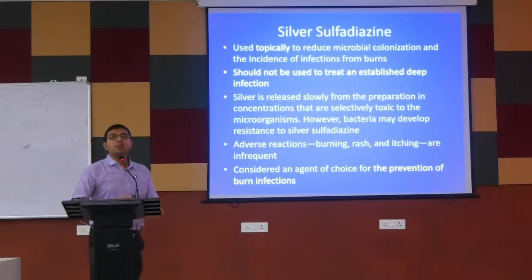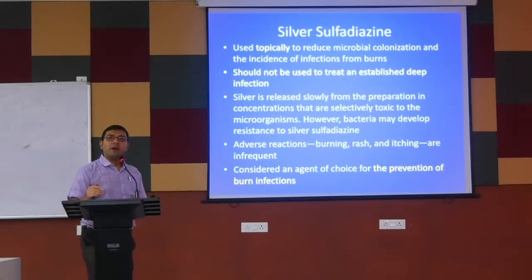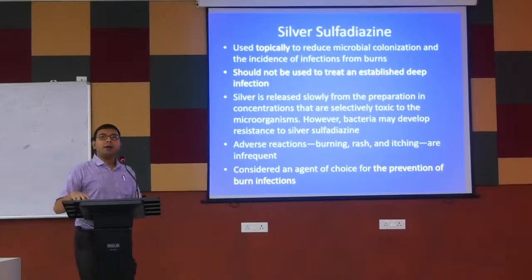Next, coming to silver sulfadiazine. Silver sulfadiazine is basically used as a cream or ointment, that is, a topical agent, to reduce microbial colonization and the incidence of infections from burns. When burns happen, usually first or second degree burns, there is more chance of infection because the upper layer of the skin is lost. So here silver sulfadiazine acts very well. Antibacterials should be used as a topical agent.